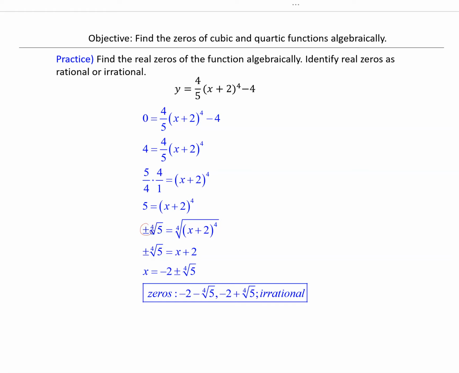And you get the plus or minus, hopefully you remember that. And then we would subtract the 2 from both sides, giving us these values. So make sure you separate them. So we have a negative 2 minus the 4th root of 5, and a negative 2 plus the 4th root of 5 as our zeros, and they are irrational because of that 4th root of 5 part.